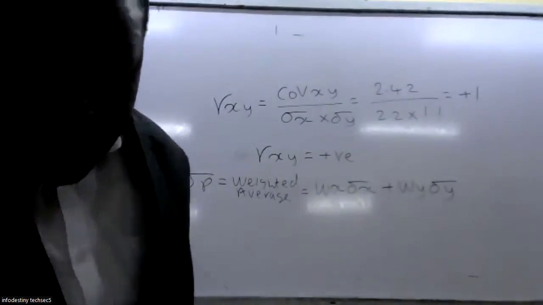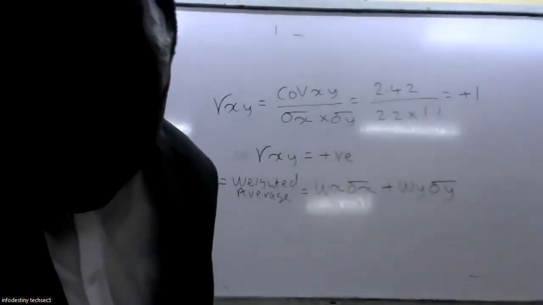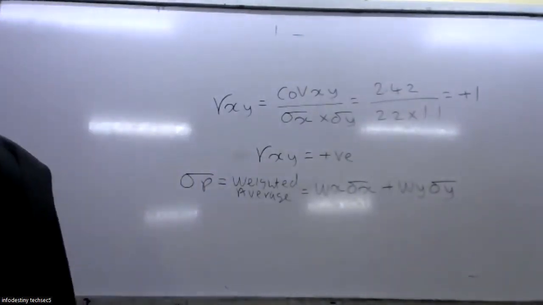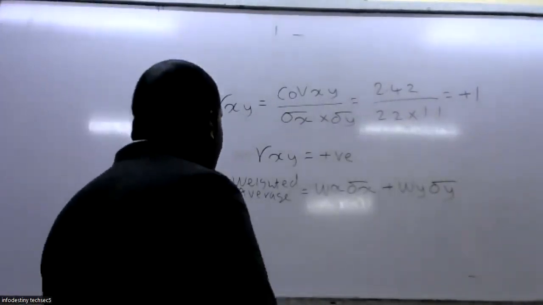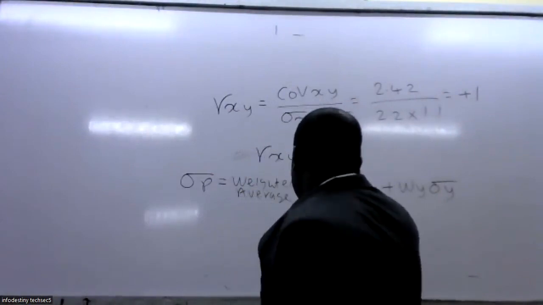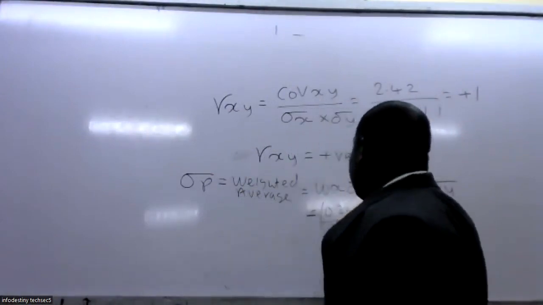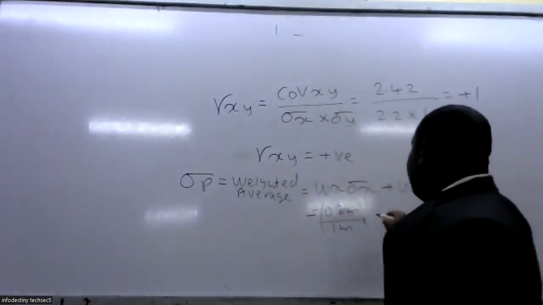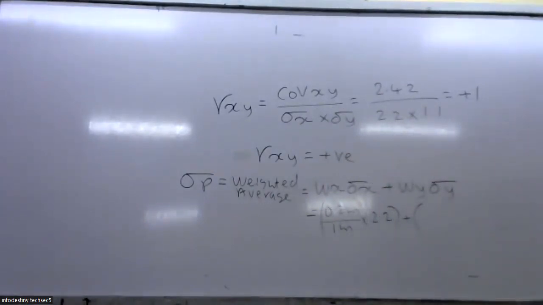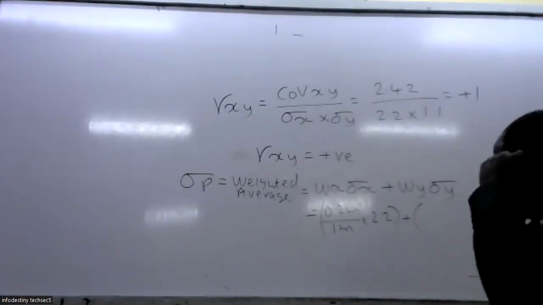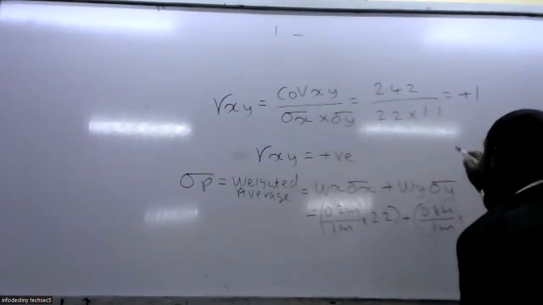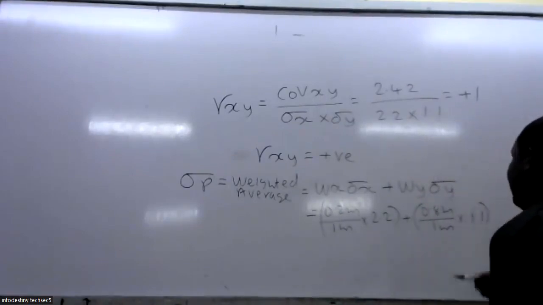The amount invested was 1 million. X was taking 200,000, then Y was taking 800,000. So the weight for X will be 0.2 million divided by 1 million. Then the standard deviation for X was 2.2. Then the weight for Y will simply be 0.8 million, also divided by 1 million. The standard deviation for Y is 1.1.